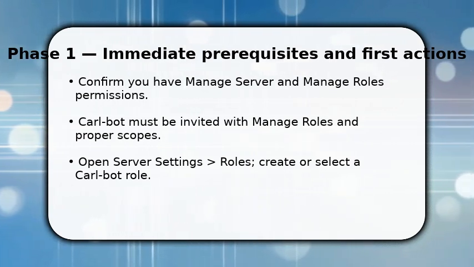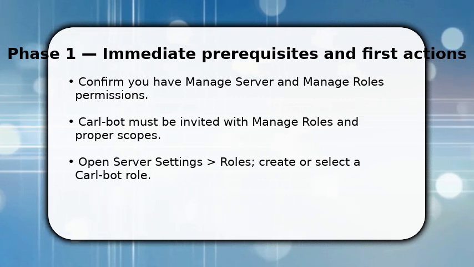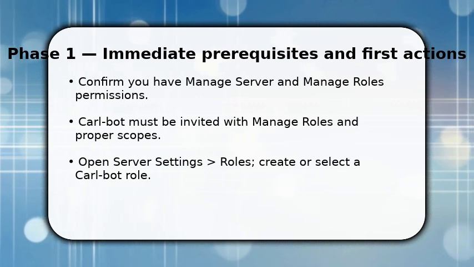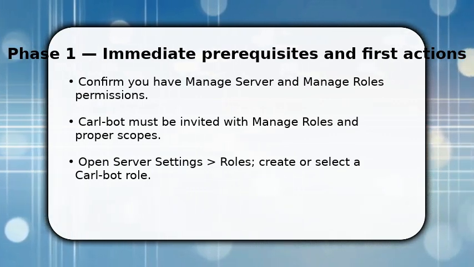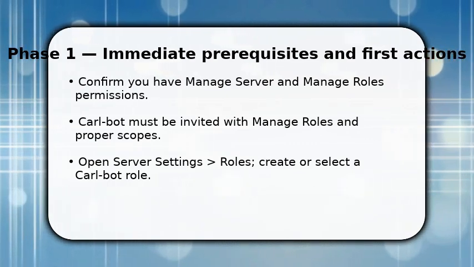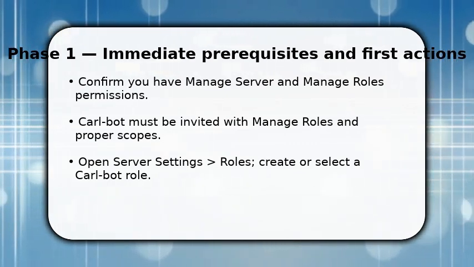Now open server settings, then roles, and create or select a dedicated role for CarlBot. Assign a clear name like CarlBot and save basic settings. This lets you modify specific permissions. Make sure the role exists before moving to channel level or role-based overrides.